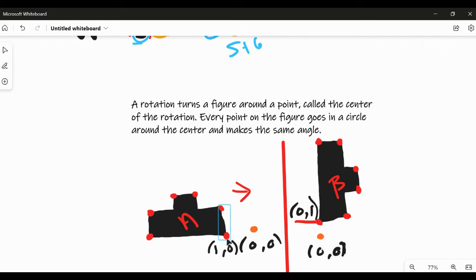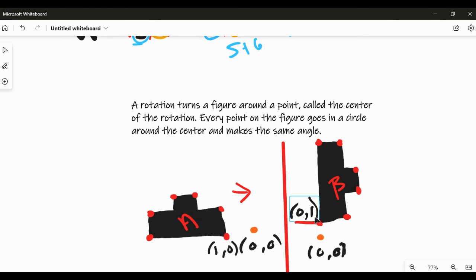Okay. Here, this point is at 1, 0. Well, if we rotate it 90 degrees in a clockwise direction, that point would end up at the new point of 0, 1. All right. And then you can look and see that every other point has rotated around the center. All right. And that would be the same angle measurement. Every point has rotated 90 degrees around the point 0, 0.